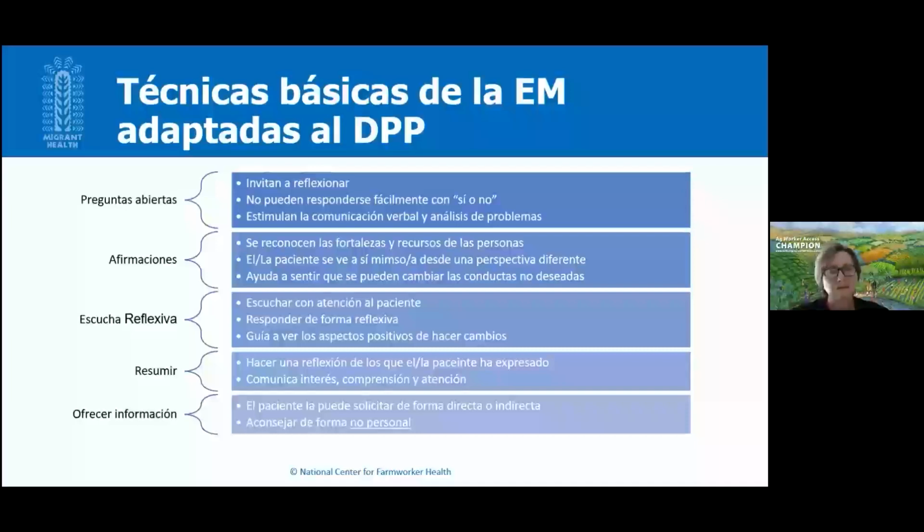When somebody is really worried about something, they're not going to listen to anything else until they are able to solve that worry. So it's important to be able to listen for that issue and solve that issue. Lastly, offer information. The patient may ask you for information directly or indirectly. So it's important to give advice that's not personal.